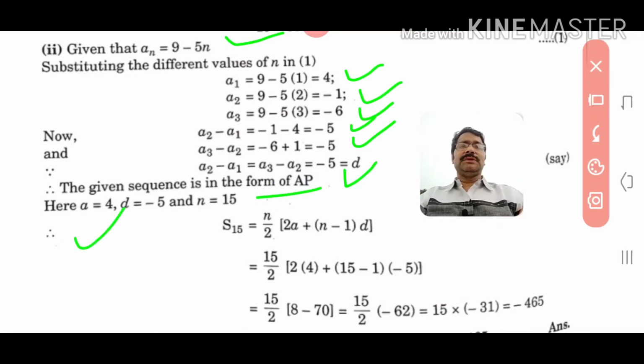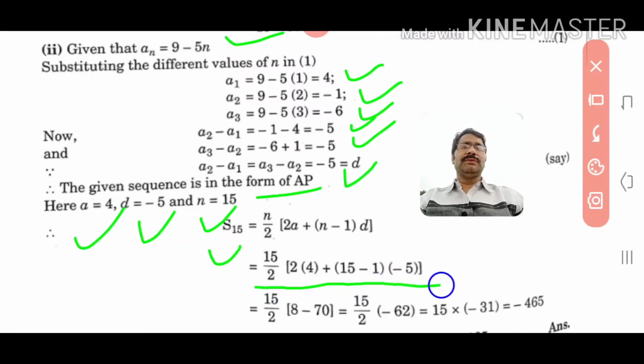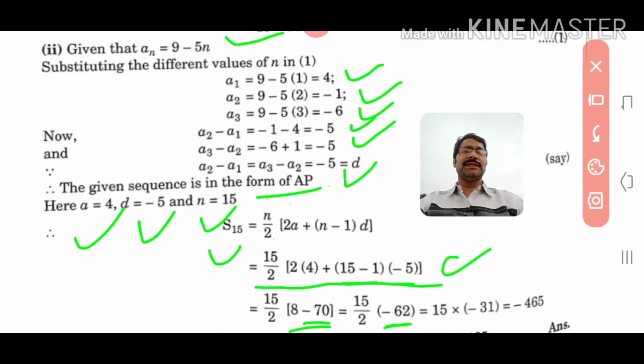Now a equal to 4, d equal to minus 5 and n equal to 15, you will put in the Sn formula, Sn equal to n by 2, 2a plus (n minus 1)d. So you get 15 by 2 bracket 2 into 4 plus (15 minus 1) into minus 5. So 15 minus 1 is 14, 14 into minus 5 is minus 70. So 15 by 2, 8 minus 70 is minus 62, minus 62 you cancel by 2 you get minus 31. So 15 into minus 31 is minus 465 you get.